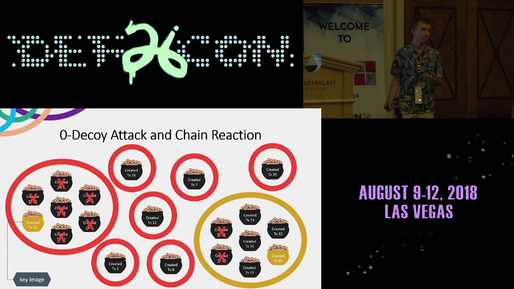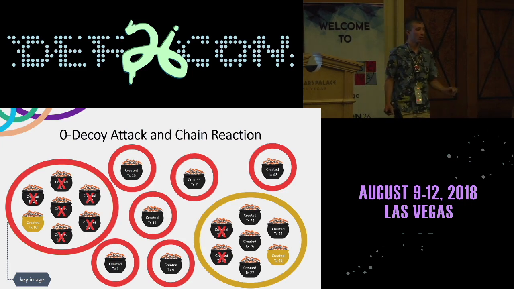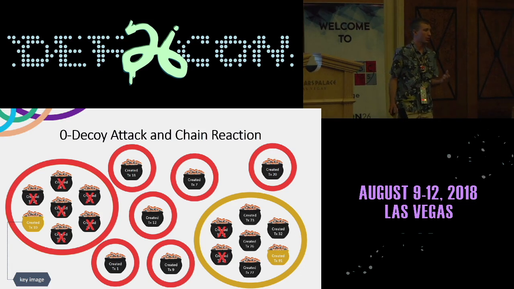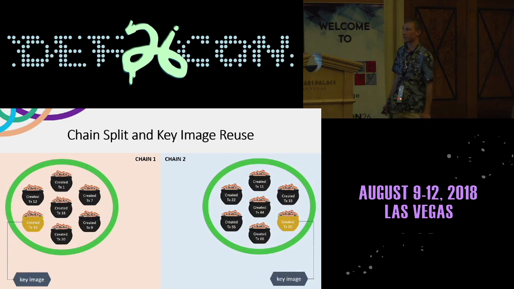In effect, it's a mechanism to attribute outputs as known to be spent in other transactions in order to ultimately learn more and ultimately break down the ring signature so you know what real output is actually spent in these transactions. So going over a few other potential attack vectors.